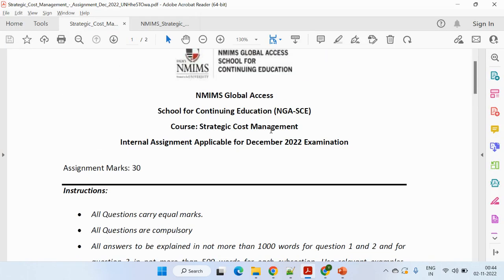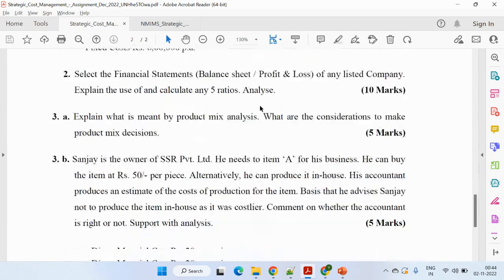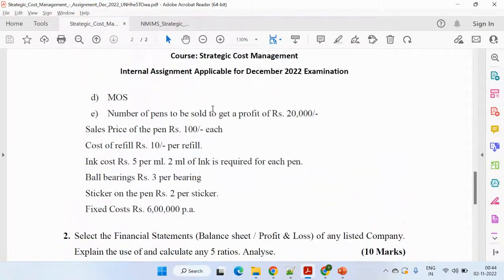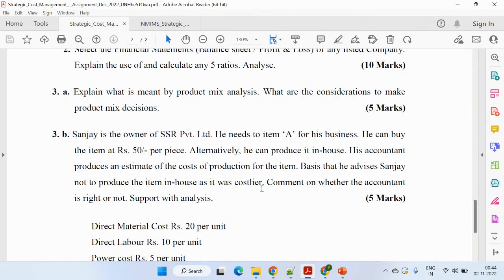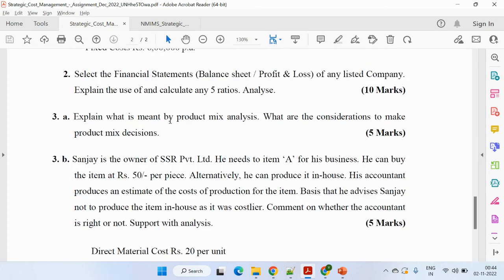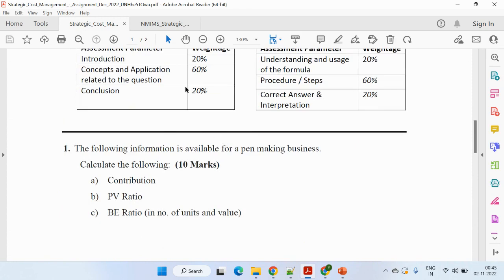So this is strategic cost management, December 2022 cycle. These are the three questions. If you see, the first question is a little bit numerical. Third question, again third B, is a bit numerical. The second and third A is completely theoretical. So let's see each of these one by one.